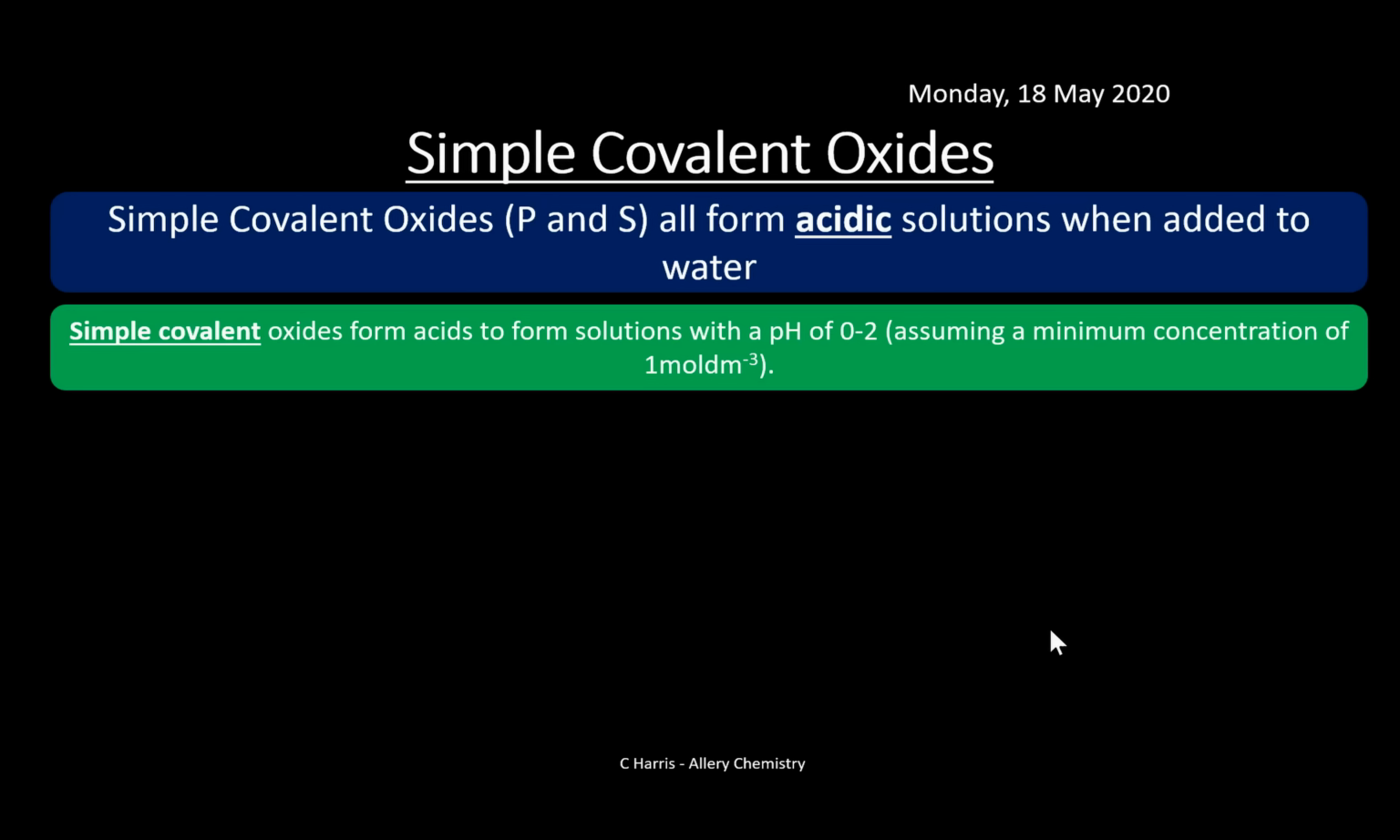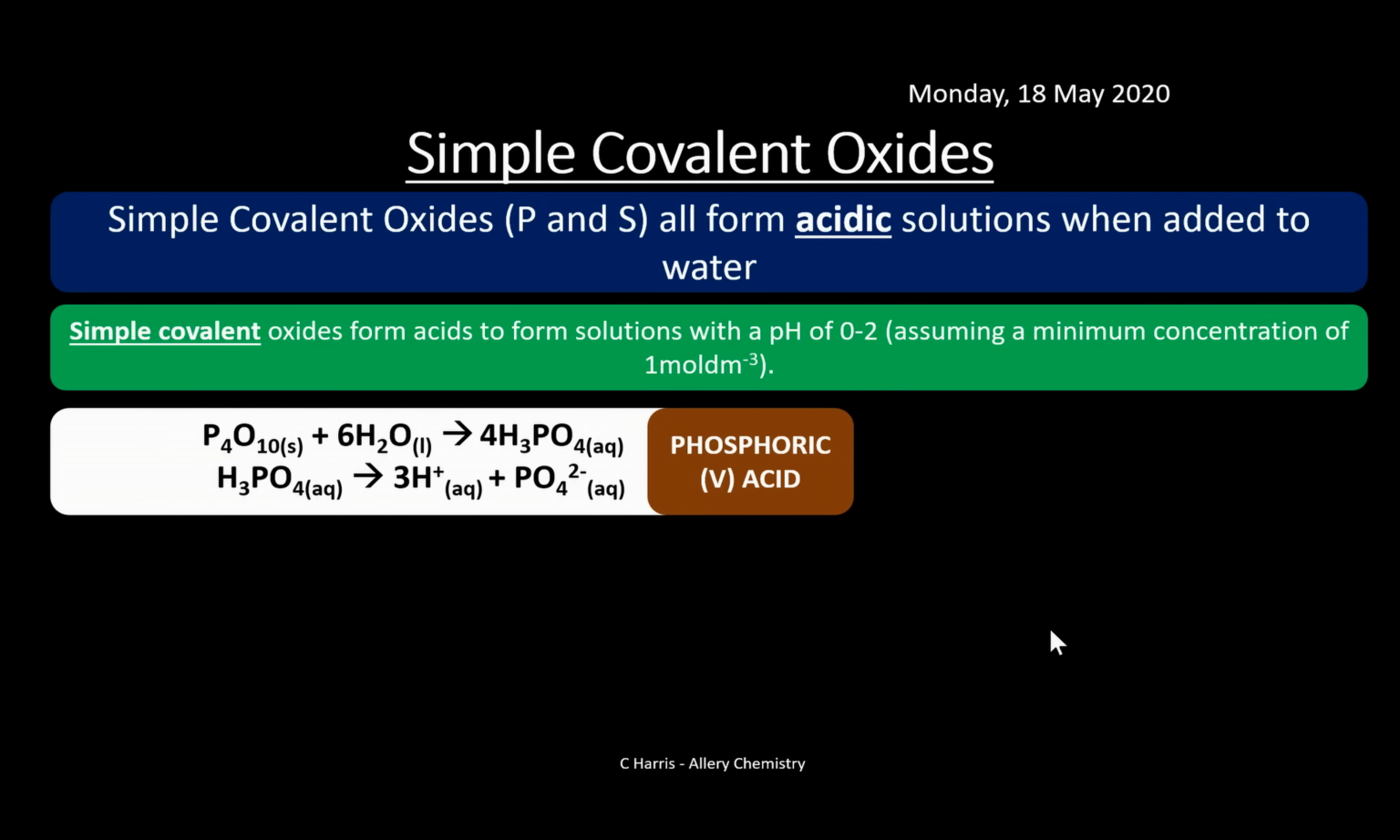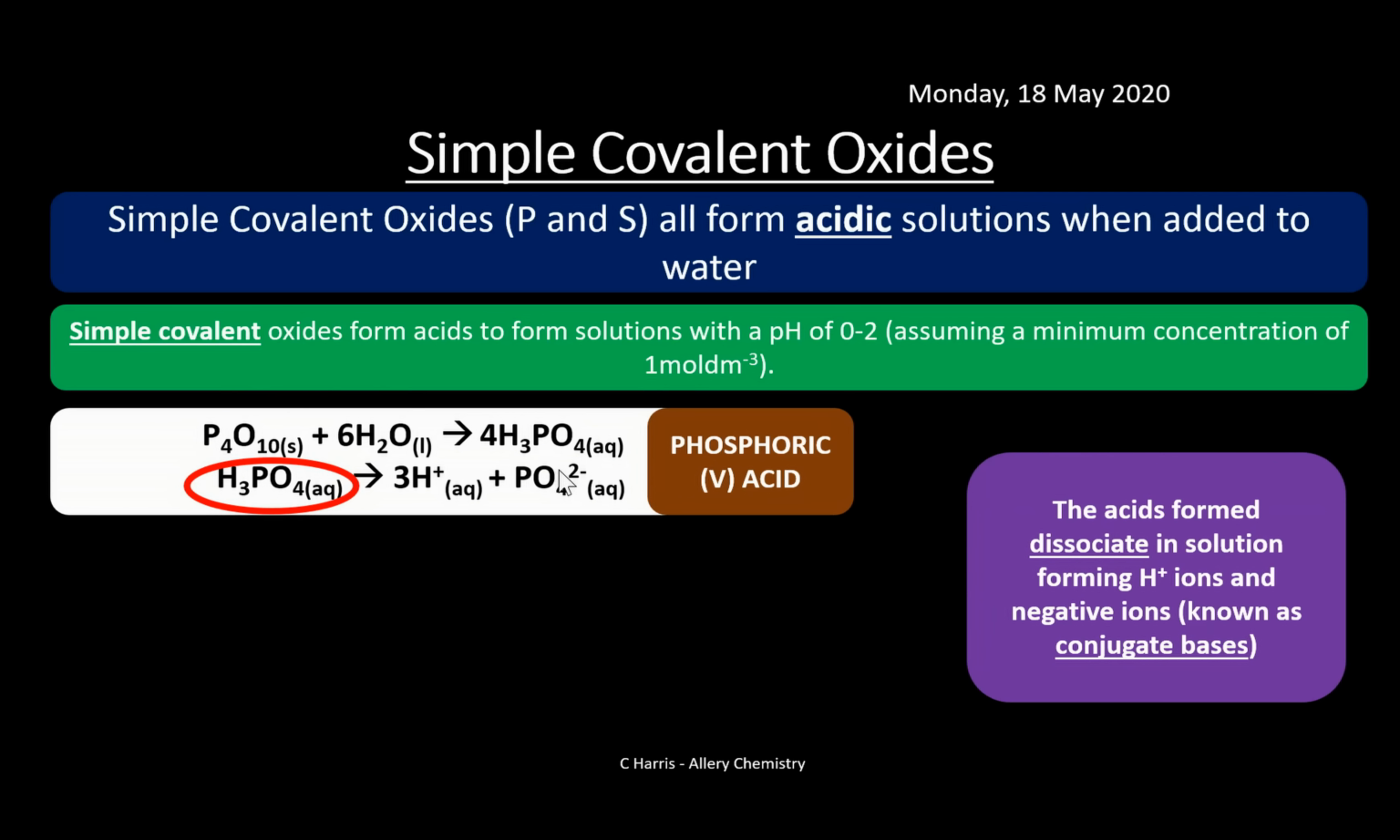So let's look at phosphorus oxide, phosphorus pentoxide. This forms phosphoric acid. You can see here is our P4O10, phosphorus pentoxide, reacting with 6 lots of water, and that will form H3PO4. This is our phosphoric acid. Phosphoric acid breaks down into 3 H pluses and PO4 3 minus. So this is a triprotic acid, so it produces 3 protons per phosphoric acid molecule. You can see this is clearly forming an acid. The acids formed dissociate, forming H plus ions and negative ions, and these are known as conjugate bases. But what you need to know here is that the phosphoric acid, when it's formed, dissociates and forms H plus ions.